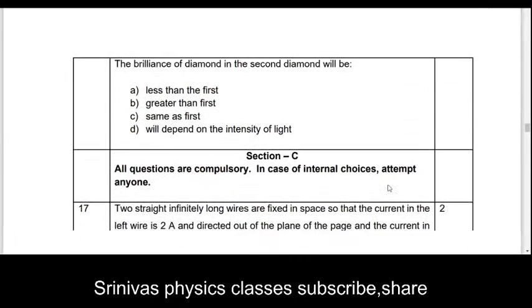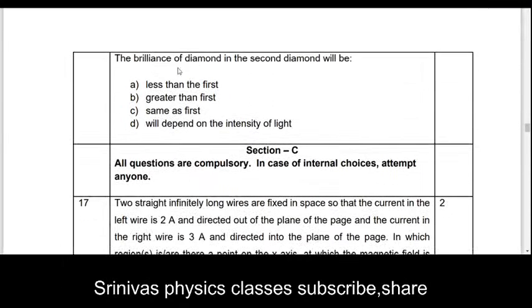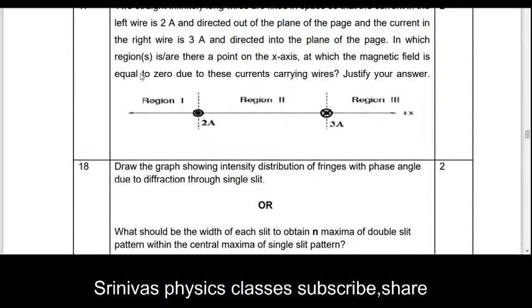Oh, we have to complete this first. The brilliance of the diamond in the second diamond is less compared with the first. Why? Because no total internal reflection. Right? Done. The next question.